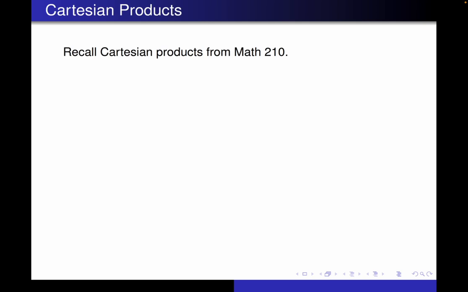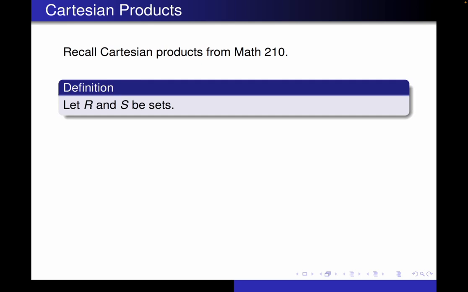Our next one is Cartesian products. Recall Cartesian products back from our old days in Math 210, or more recently, actually, when we were doing binary operations, we looked at Cartesian products as well. And just to remind you what that definition is, if R and S are sets, the set R cross S is the set of ordered pairs (a, b), where the first coordinate, the a, is in the set R, and the second coordinate b is in the set S.